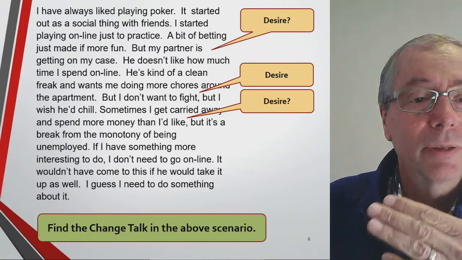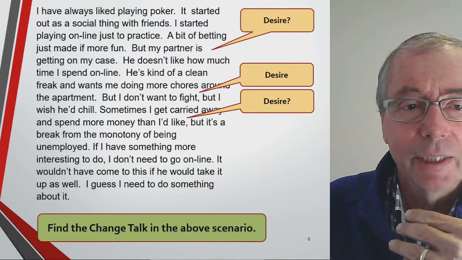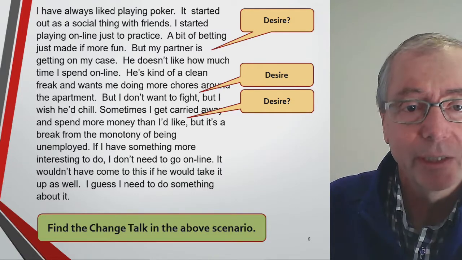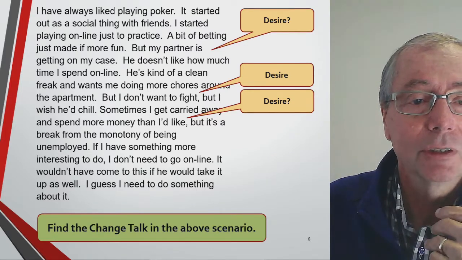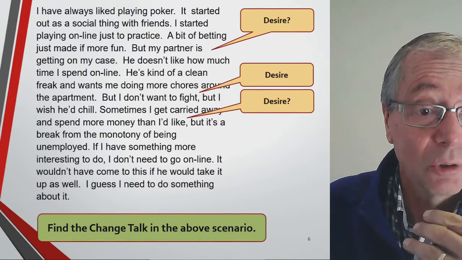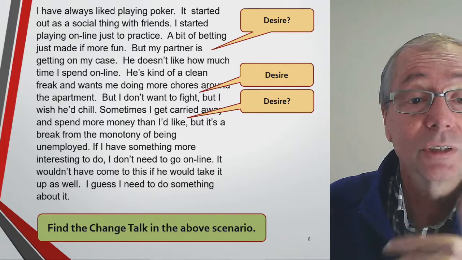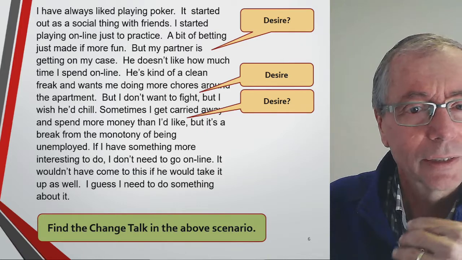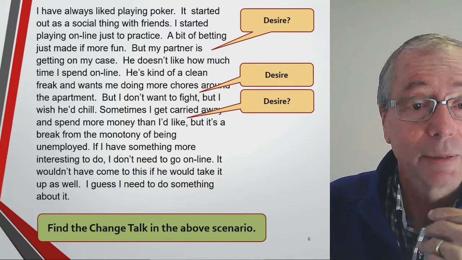But it's a break from the monotony of being unemployed. So okay, it's a break. That's the sustained talk. That's why I do it. That's why I need to keep doing it, because I'm bored. If I had something more interesting to do, I wouldn't need to go online. So what does that say in terms of change talk? Well, it starts to look a little bit like ability.